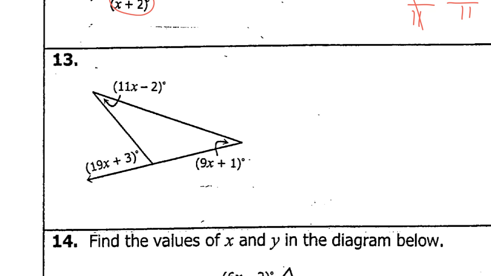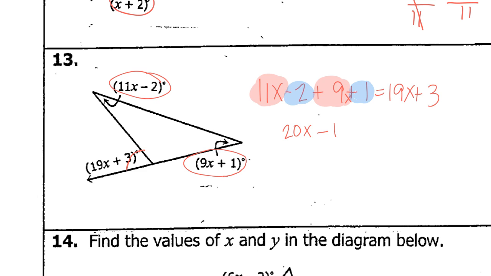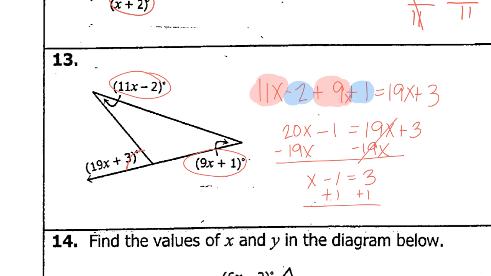For number 13, I'm going to use the theorem that we learned. To find the exterior angle outside the triangle, I add the two interior non-adjacent ones. So I'm going to add 11x minus 2 plus 9x plus 1 and set that equal to 19x plus 3. Now I'm solving for x. Remember that when you have x's on both sides of the equal sign, move them over to one side. So I'm going to subtract 19x from the left side, and I get x equals 4.